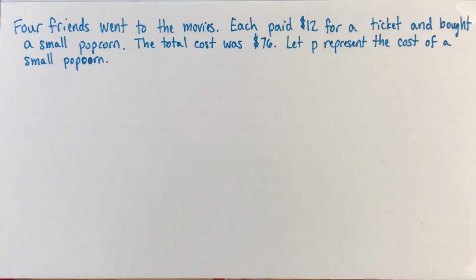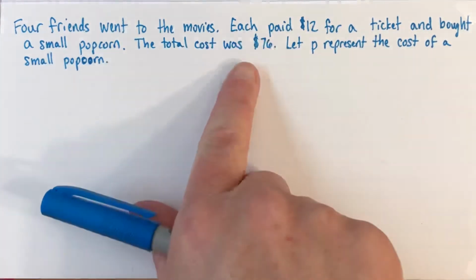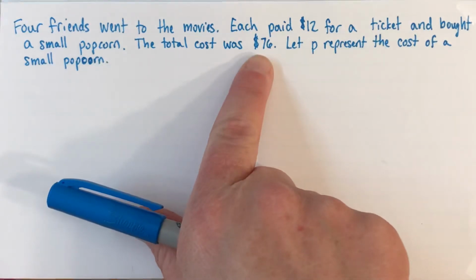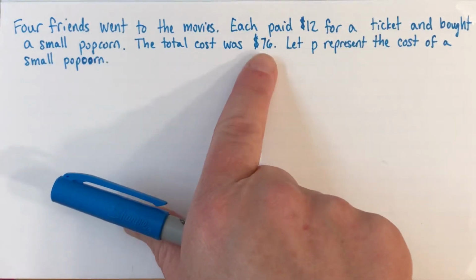And we're going to let P represent the cost of a small popcorn. So the first thing we're going to do is write an equation to represent the situation. We'll write an expression for the total cost, and then we'll write that that's equal to $76.